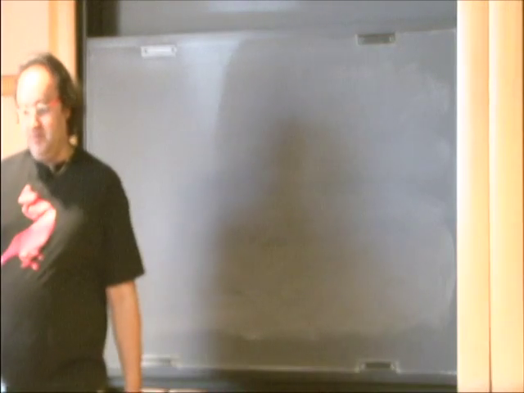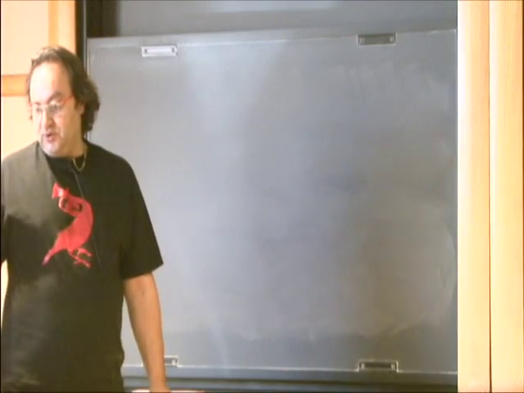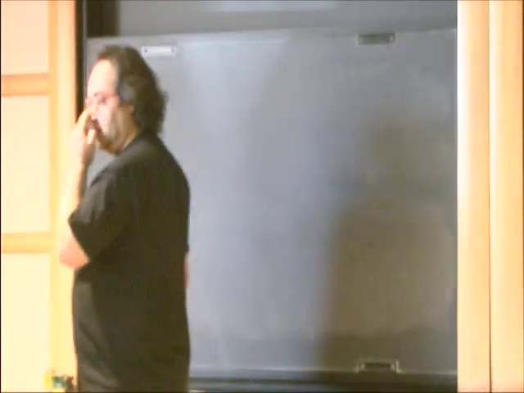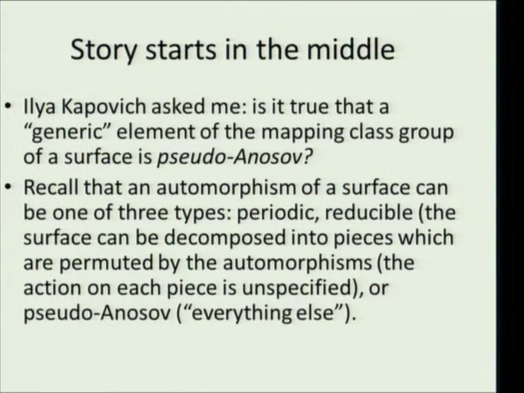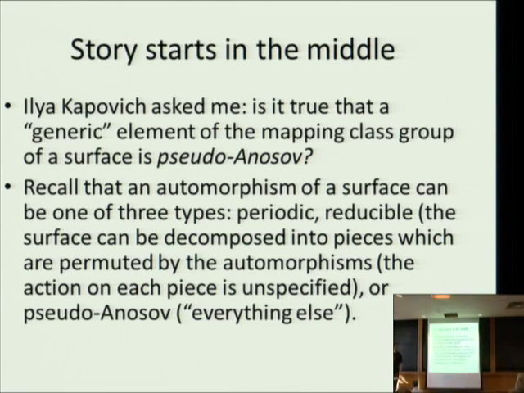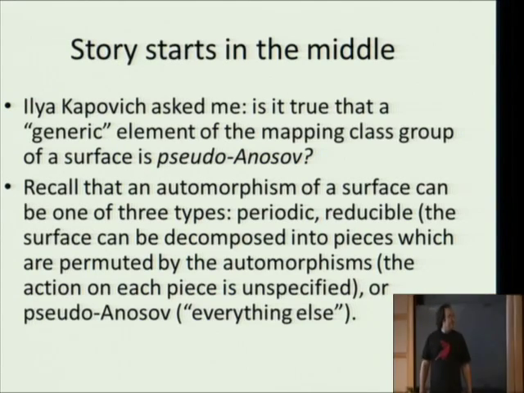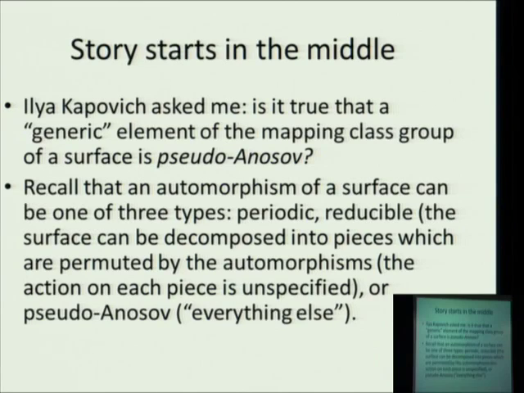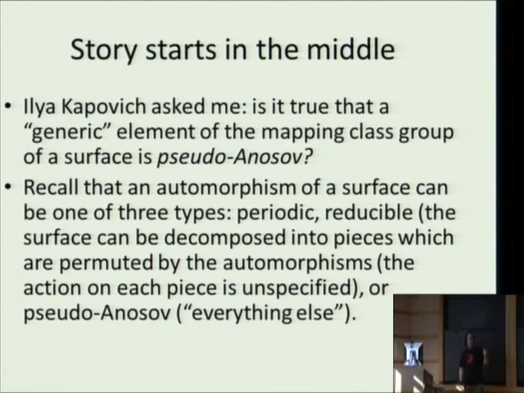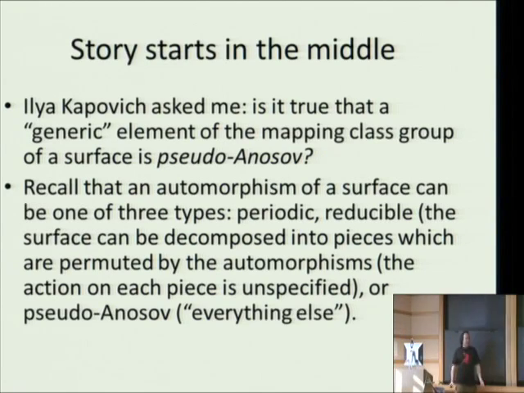An element of the mapping class group of a surface is pseudo-Anosov. So the obvious questions here are, what does pseudo-Anosov mean, and who cares? For this, we have to go back to the prehistoric times of around 1979 or so, when Bill Thurston showed that all the surface automorphisms up to isotopy can be divided into 3 classes.